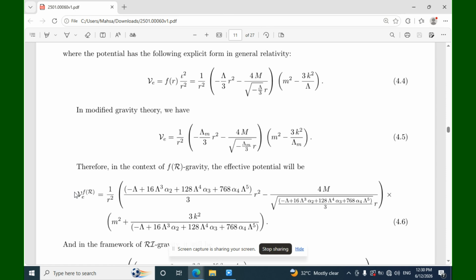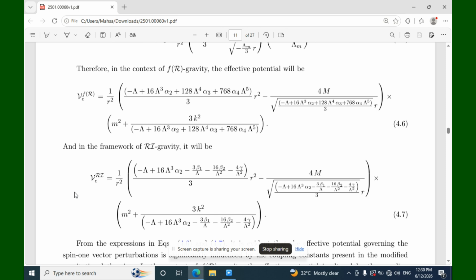In the context of the Ricci inverse gravity, the effective potential will be V^(fR) is equal to 1 divided by r squared multiplied by minus r plus 16 r cubed α2 plus 128 r to the power of 4 α3 plus 768 α4 r to the power of 5, divided by 3 r squared minus 4m divided by square root minus r plus 16 r cubed α2 plus 128 r to the power of 4 α3 plus 768 α4 r to the power of 5, divided by 3 r multiplied by m squared plus 3 cos squared divided by minus r plus 16 r cubed α2 plus 128 r to the power of 4 α3 plus 768 α4 r to the power of 5.